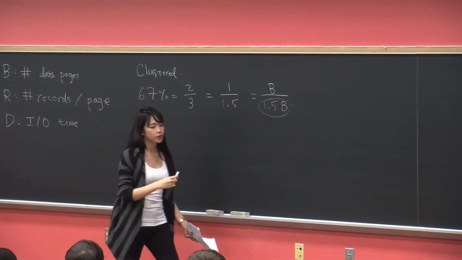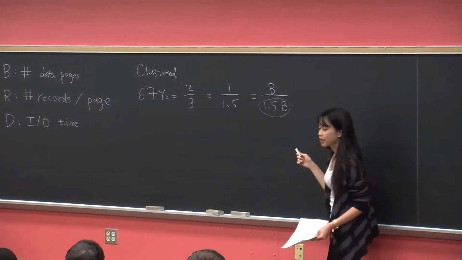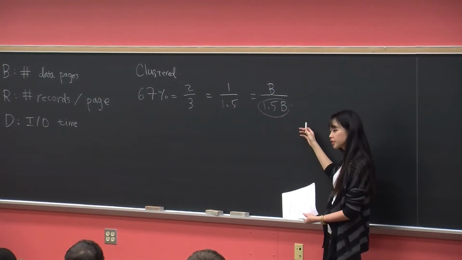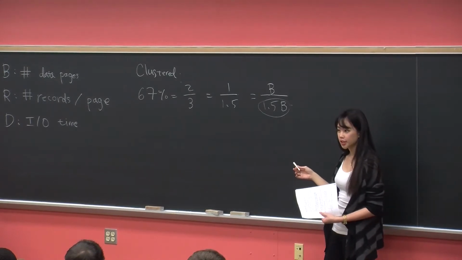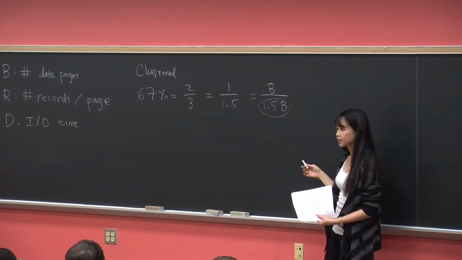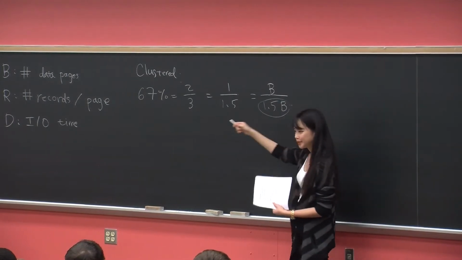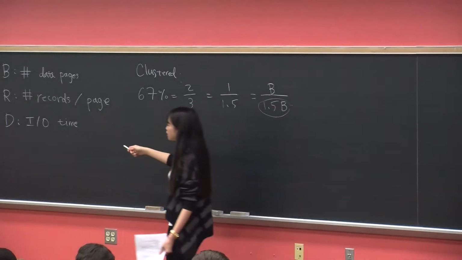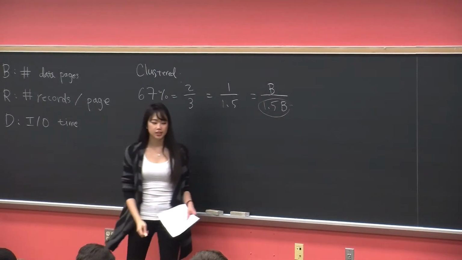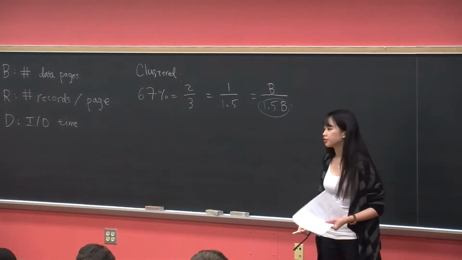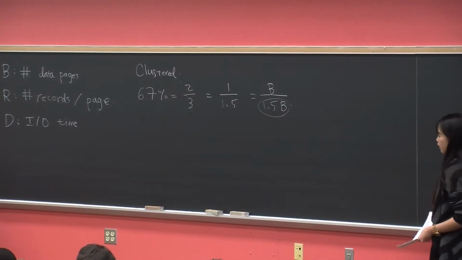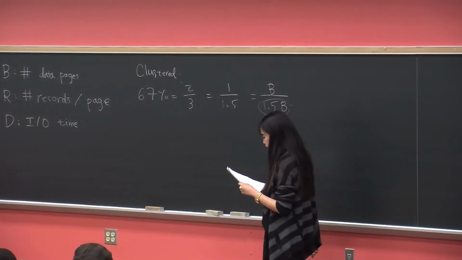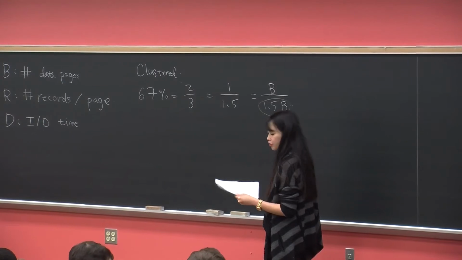Correct? So how about the clustered file? If in total we have 1.5B pages, then what should be the cost for scanning all of the data pages in the clustered index file? 1.5B times D, right? Because for accessing every page, you need an I/O cost, and the I/O cost is D. All right? So you're just multiplying the number of data pages that we actually have by the cost for an I/O.